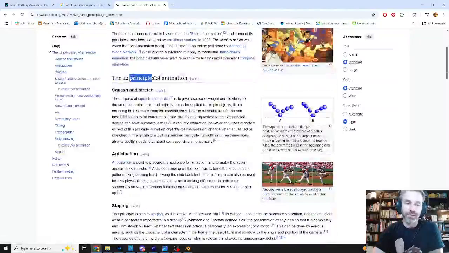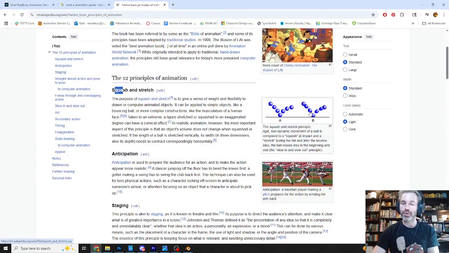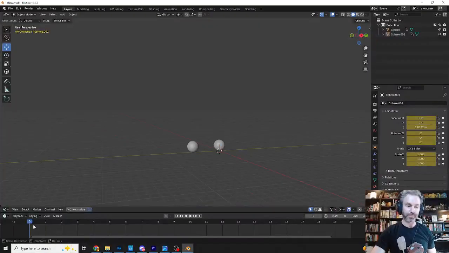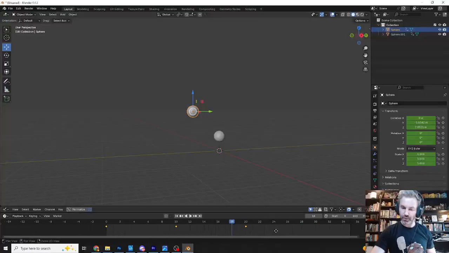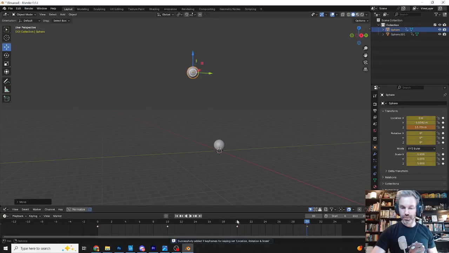So the 12 principles of animation, the very first one is squash and stretch. If you look at this demo right here, you can see it with a ball, how it squashes. So let's go ahead and demo this with our ball. If we go something like this and we see this ball hit the ground, let's say that it hits the ground on frame 20. Don't feel like you need to follow along at this point. This is just a demonstration. Cool.